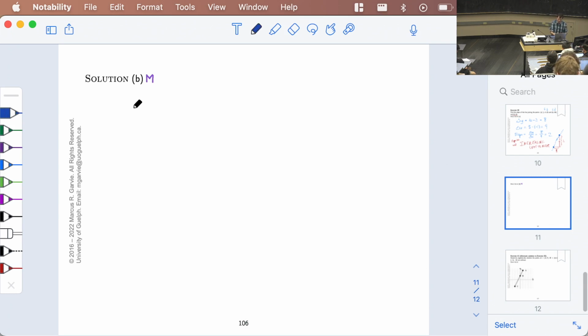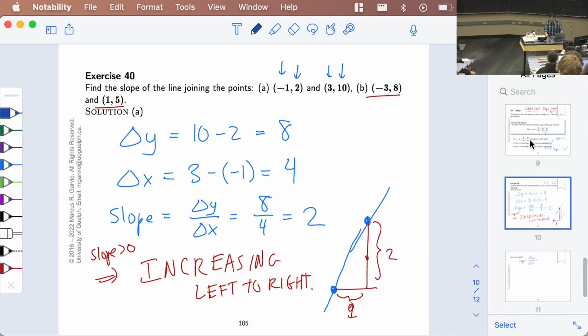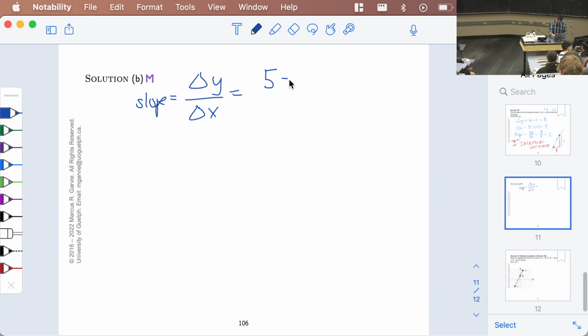So again, delta y and delta x, I think is the easiest way to calculate it. So the slope is the ratio. What were the 2 points? Negative 3, 8, and 1, 5. So the delta y is 5 minus what? Let's make sure we copy it down correctly. 5 minus 8. And the delta x is 1 minus minus 3. So you get negative 3 divided by 4. There you go. Negative 3 divided by 4.